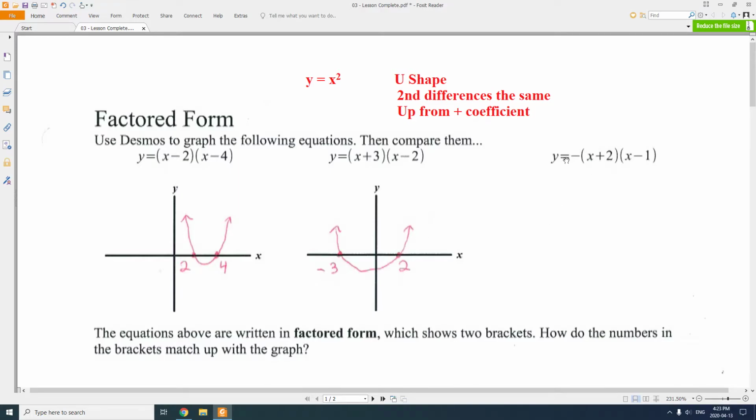And my last one, before I even graphed it, I noticed, oh, negative out front, this guy's going to open downwards. It's going to be an upside down U. And there we go. And I noticed some of the key points here was this one was hitting the x-axis at -2 and +1. All right, so now that we've got some of the points listed in there, I want you to go back again and look at the equation, look at the x-intercepts that we plotted, and do you notice any pattern there? How do the numbers in the equation match up with the graph?